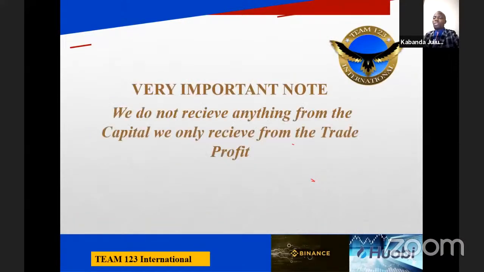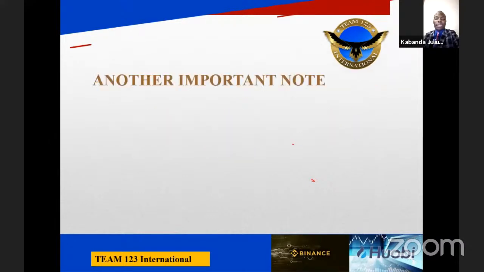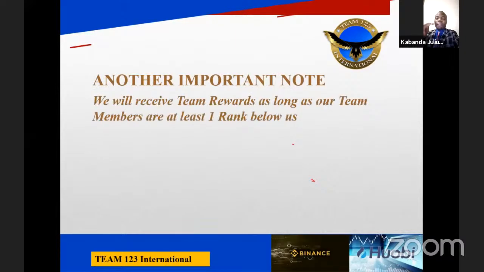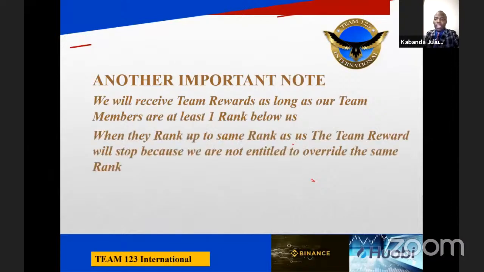Very important. We don't receive anything from the capital. We only receive from the trade profit. This is also very important. If I'm a V2 and you a V2, you don't earn from me. But when I become a V3, you earn from me. Meaning, ladies and gentlemen, that is very key. We cannot override on the same rank.